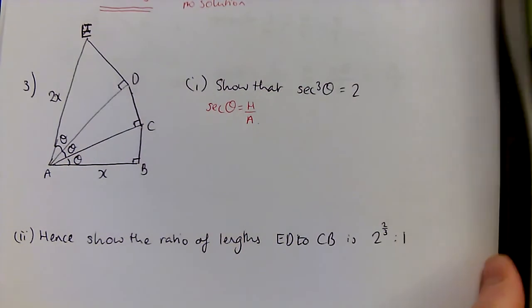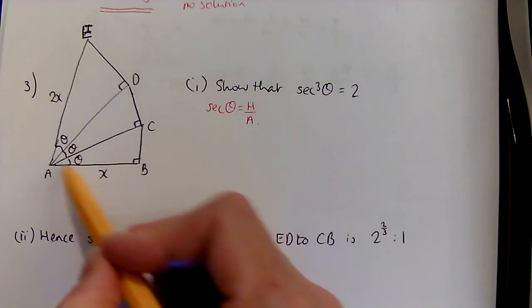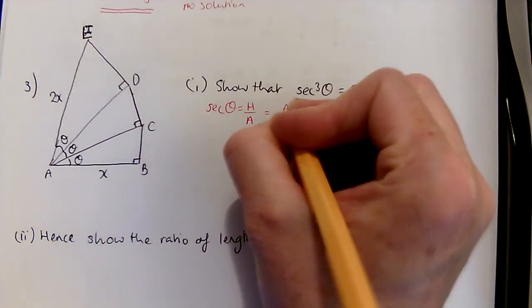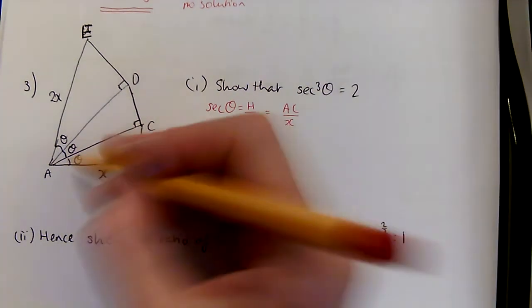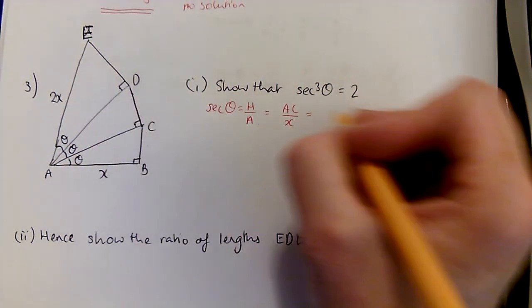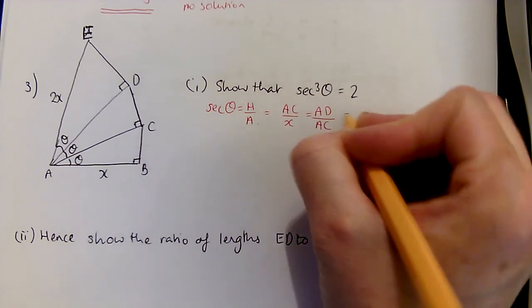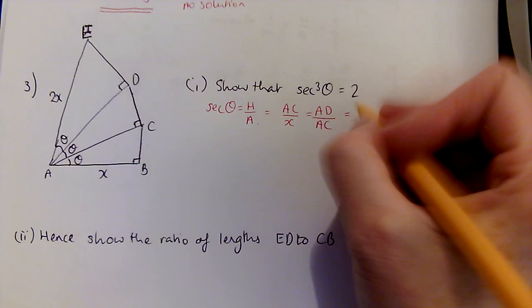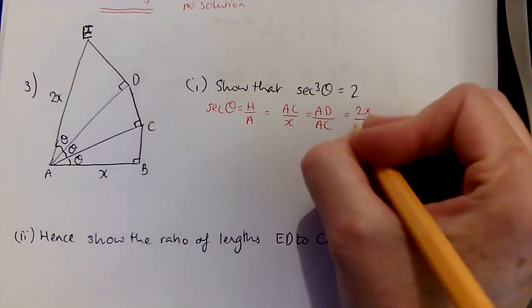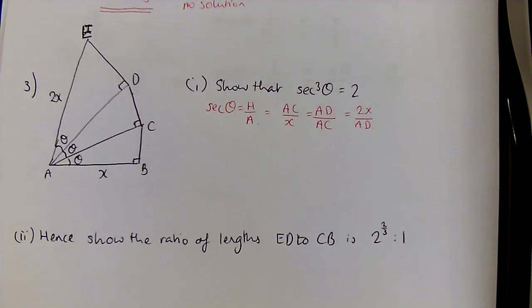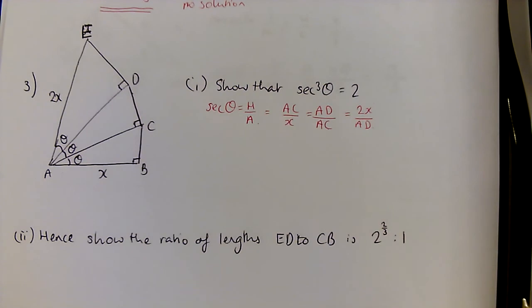Let's look at sec theta for the first triangle at the bottom there. The hypotenuse is AC, and the adjacent side is x. If we look at the next triangle, the hypotenuse is AD and the adjacent side is AC. And if we look at the top triangle, the hypotenuse is AE, which is 2x, and the adjacent side is AD. Now if I can figure out what AC and AD are, I'm going to be sorted here.